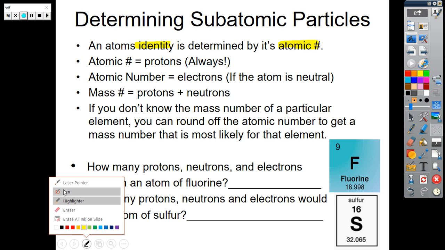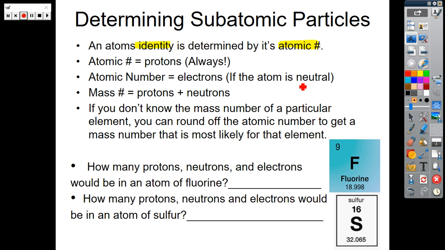Okay, now, when we say that an atom is neutral, what we mean here is that the total charge inside the atom equals 0, okay?